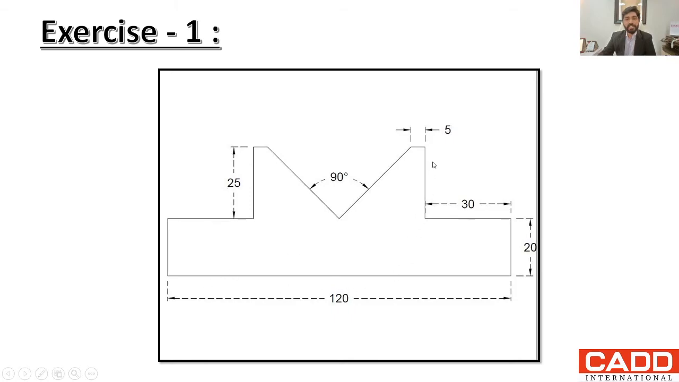So these are the dimensions given. Let us see how we can create this. The length here is 120. Then here we have 20 as a distance. Then we have 30, and this 25, 5, and 90 is the angle between these two lines. So let us see how we can create this figure.